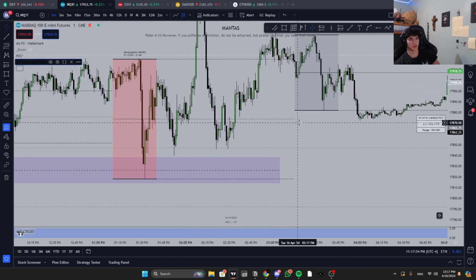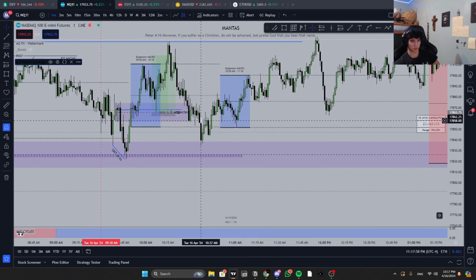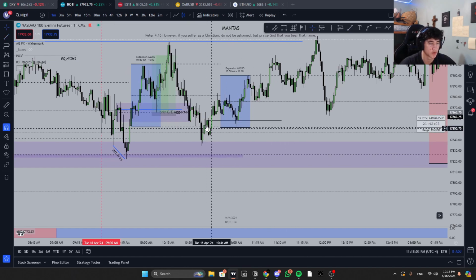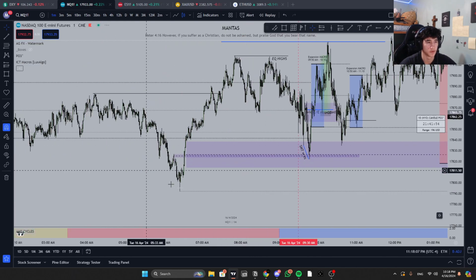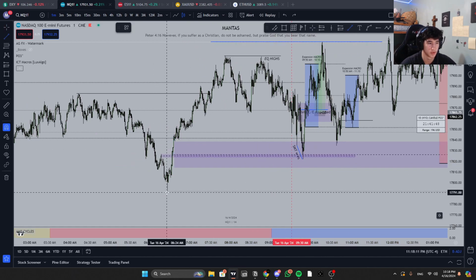On the 2 minute, you can see change in state of delivery. You see this low being respected perfectly cleanly. This is what a lot of people take entries off of. It's just changing the order blocks, running lower, failure swing, fair value gap, run up higher. If you look overall, still pushing up bullish. We have this trend line right here.